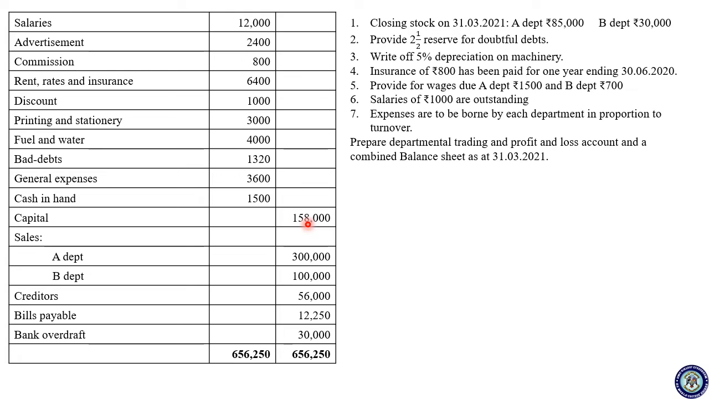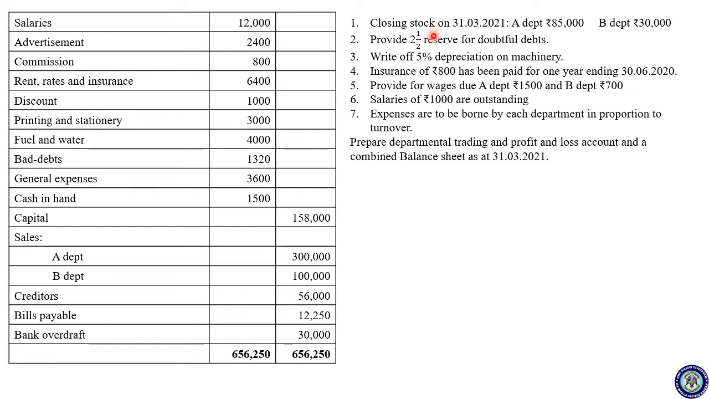Now you see the adjustment. First adjustment, that is closing stock, that is 31st March 2021. So closing stock is a trading item. Provide 2.5% reserve for doubtful debts, that is the provision for doubtful or reserve for doubtful debts. So you have to follow one format, that is bad debts add a reserve. This is a new reserve. If the item is given in the adjustment, then it's a new reserve. So 2.5 means 2.5 percent of reserve for doubtful debts.